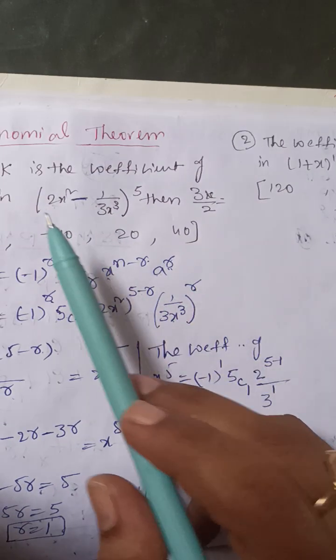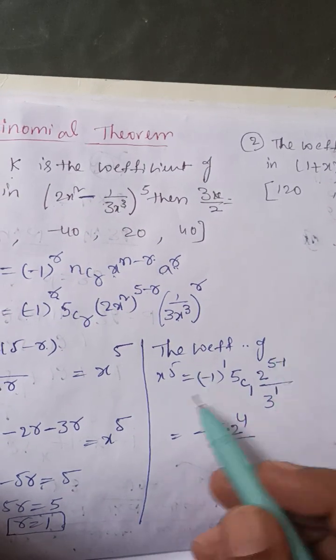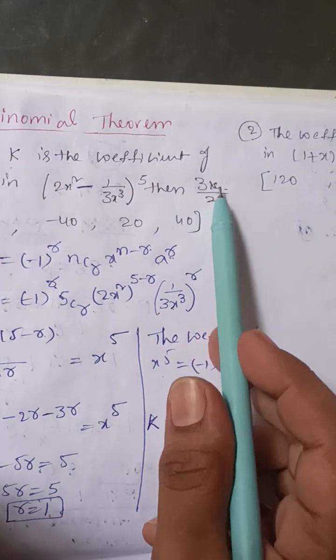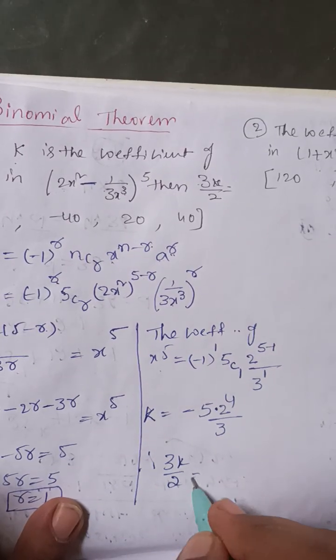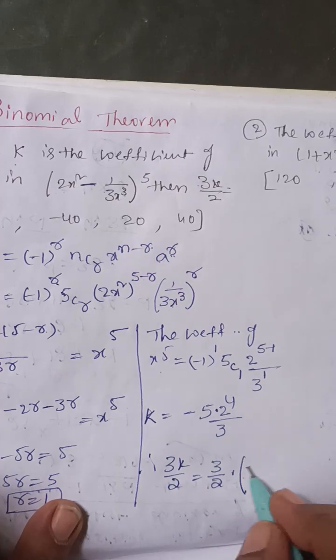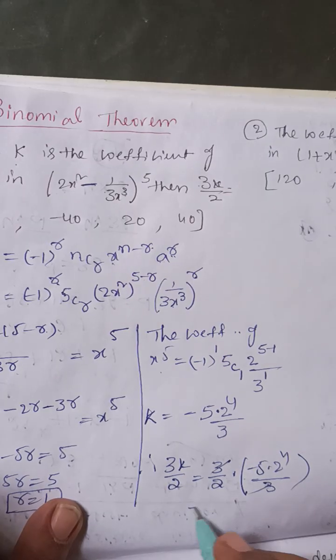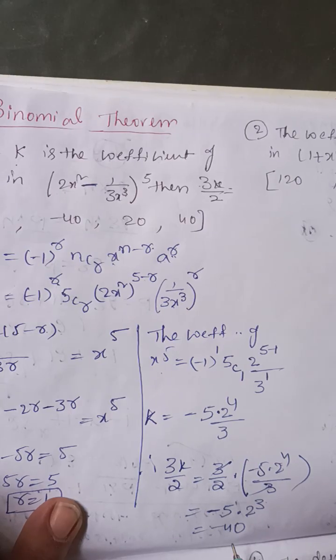But in the question it is given k is the coefficient of x power 5. So the coefficient of x power 5 is equal to k, but we need to find 3k by 2. Therefore 3k by 2 equal to 3 by 2 into k, which is minus 5 into 2 power 4 by 3. Here 3 is cancelled and 2 is cancelled. So the leftover thing, minus 5 into 2 cube, 8 5s are 40. So minus 40 is the answer.